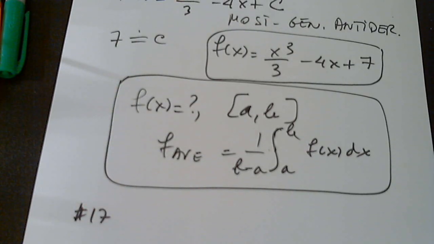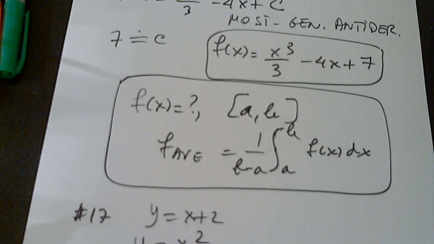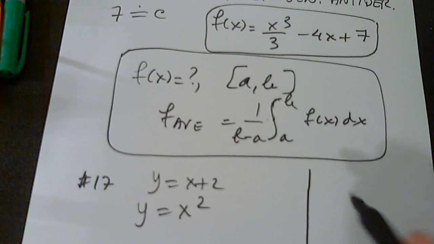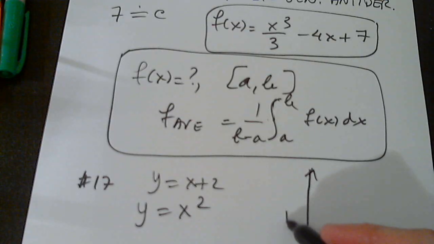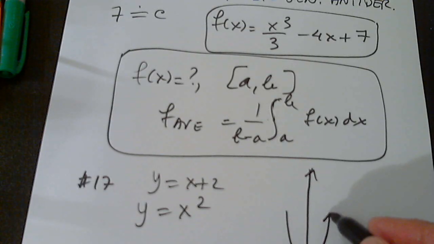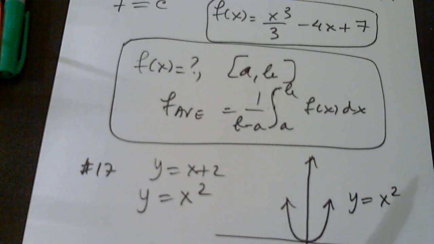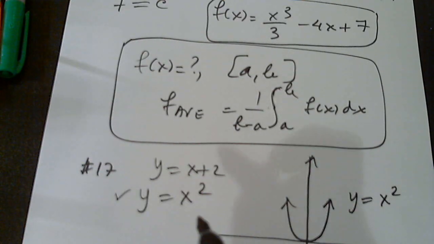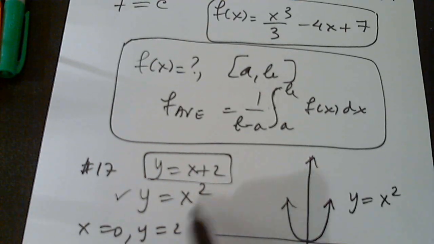So in 17, we have y equals x plus 2. And we also have y equals x squared. So we know from a long time ago how x squared looks like. This is x squared, y equals x squared. It's a parabola, vertex at the origin, opening up. In other words, having a minimum. So this is it.